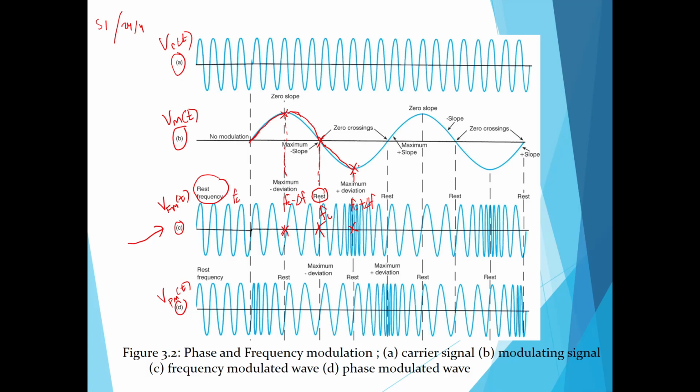Okay, and then the input message moves towards zero crossing. So the FM signal would be at rest frequency, at carrier rest frequency, which is Fc.